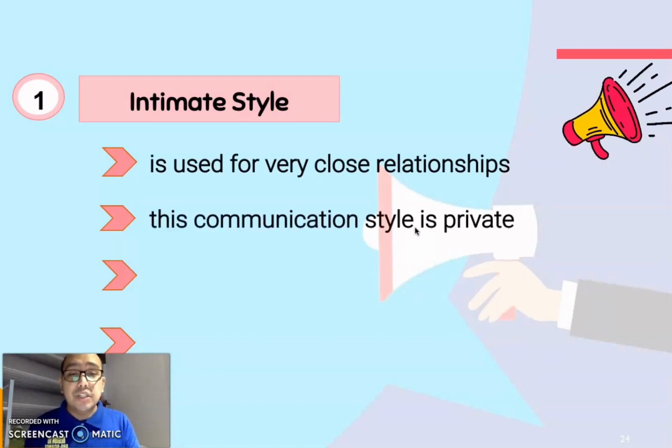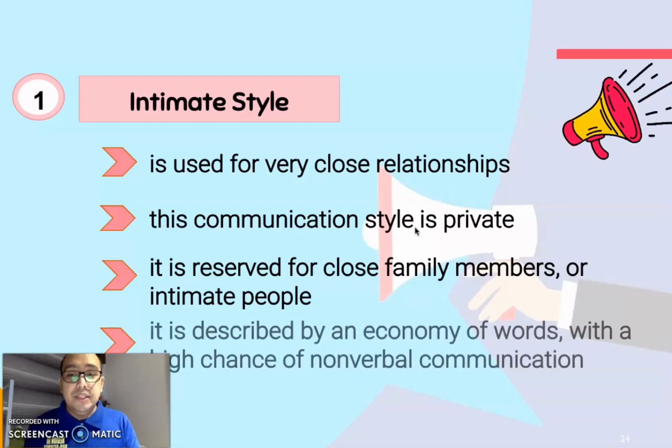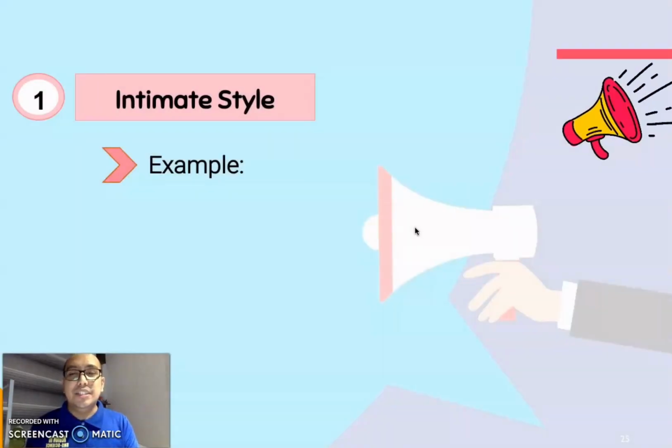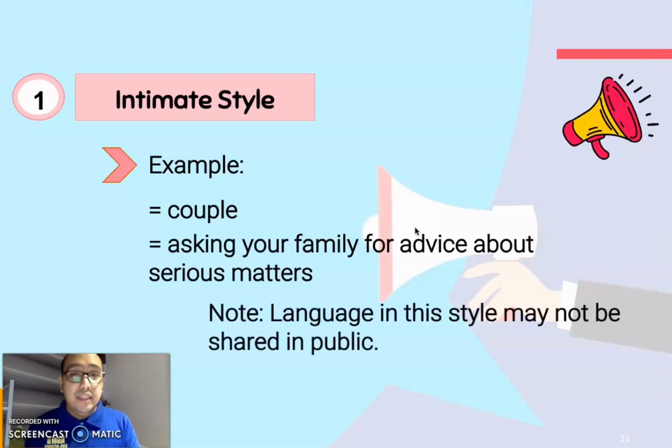So this communication style is very private and it is reserved for close family members such as your parents or your siblings or intimate people. And it is described by an economy of words with a high chance of non-verbal communication. Some examples of the intimate style are a couple conversing with one another, or asking your family for advice about serious matters. And take note, language in this style may not be shared in public.